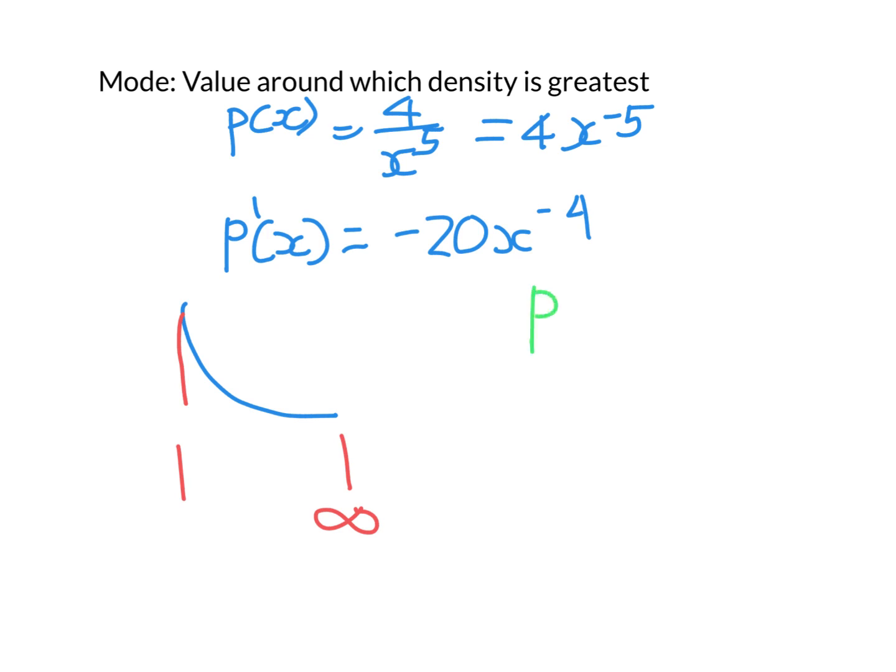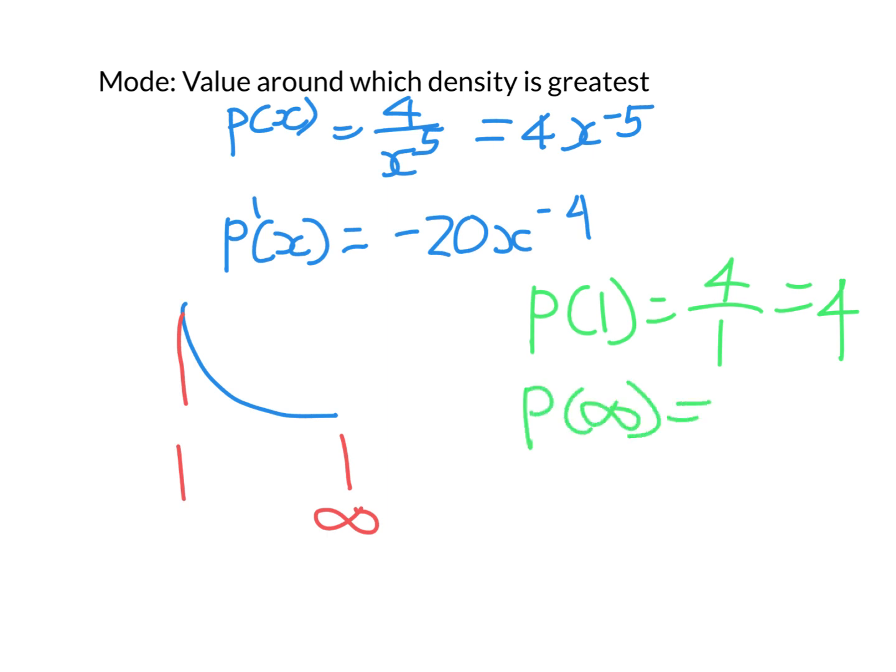So if you substitute in 1 for x, you get 4 over 1 to the power of 5, which is 4. And if you substitute infinity, you get 4 divided by a really large number, which approaches 0. So the graph doesn't actually hit 0, it just approaches 0 as x gets closer to infinity. So clearly, the highest density occurred at x equals 1, and so x equals 1 is the mode.